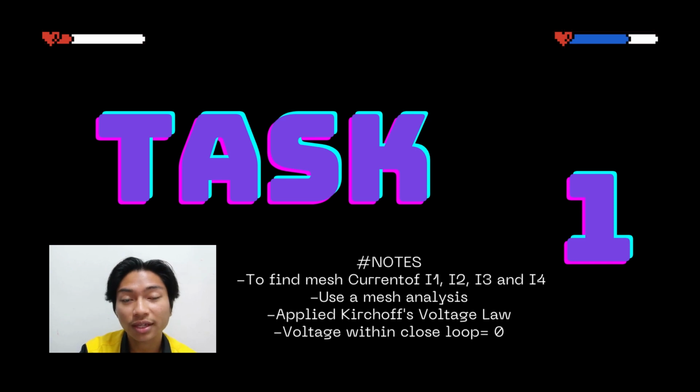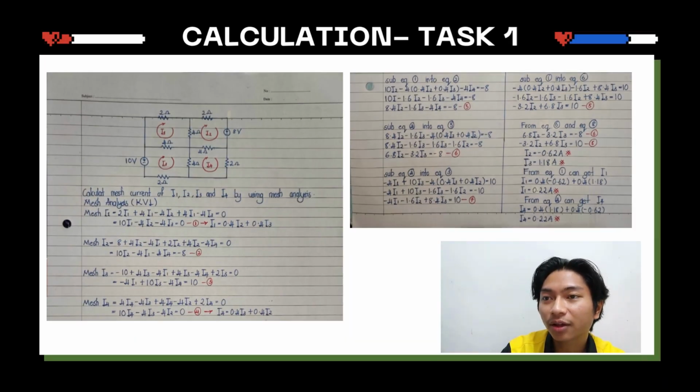Kirchhoff's voltage law states that the total voltage within a closed loop is equal to 0. From there we can create an equation to find the mesh current. Right here, from the KVL, we can find the mesh at I1. From there, we get 2I1 plus 4I1 minus 4I2 plus 4I1 minus 4I3 equal to 0. And the final equation is 10I1 minus 4I2 minus 4I3 equal to 0.